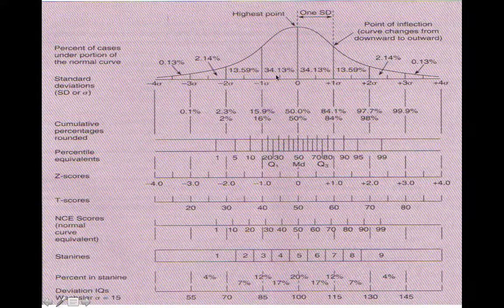So we have our standard deviation scores. We have our cumulative percentages, and then that goes into our percentiles. So we start down at 0 and top out at about 100. We have our z-scores. We have t-scores, which is just like a z-score, actually, only has a mean of 50 and a standard deviation of 10.